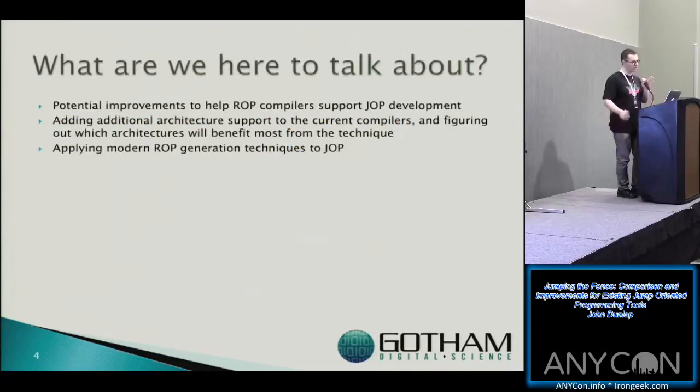So today we're going to talk about potential improvements to existing ROP compilers to support jump-oriented programming development, how we can add more architecture support for current compilers, and what architectures we really want JOP on. And we're going to apply some of the most modern, cutting-edge ROP compiler ideas to jump-oriented programming, or talk about how we would do that, or what the road is to that, because it's actually a really difficult technique to pull off, as much as we'd like to do it.